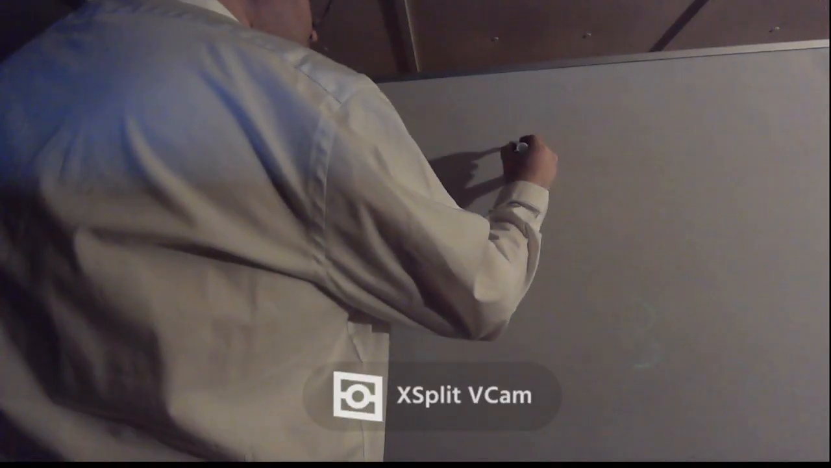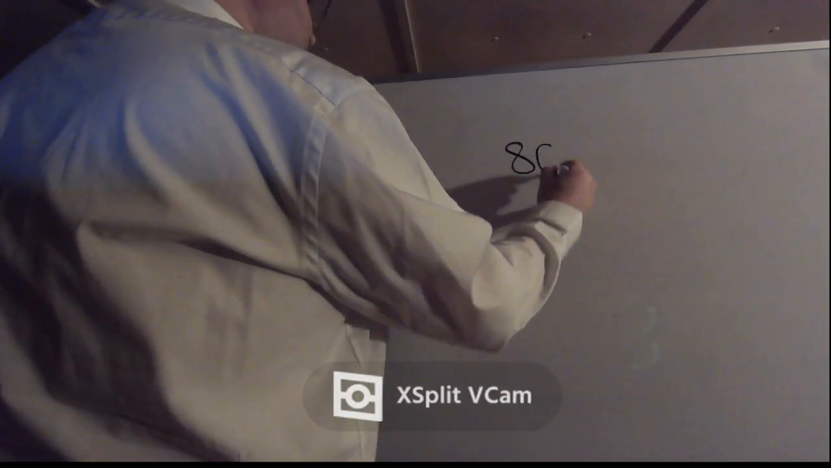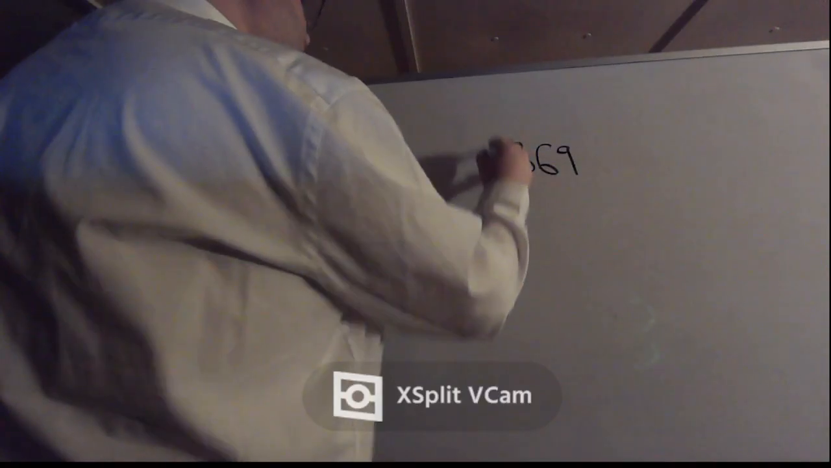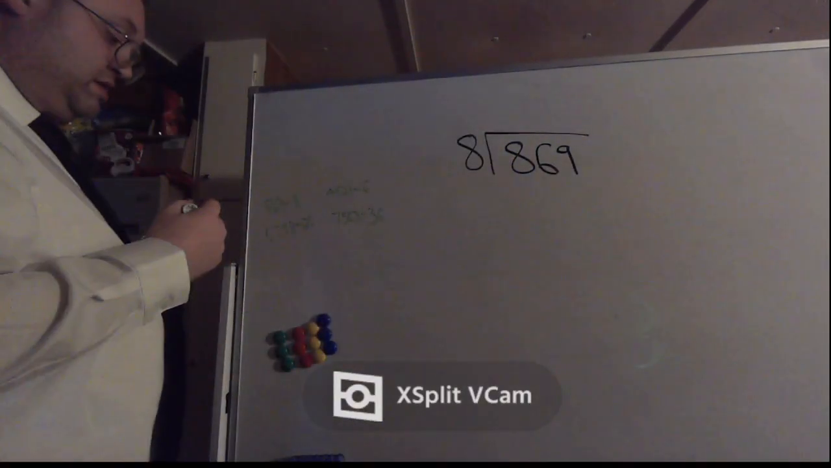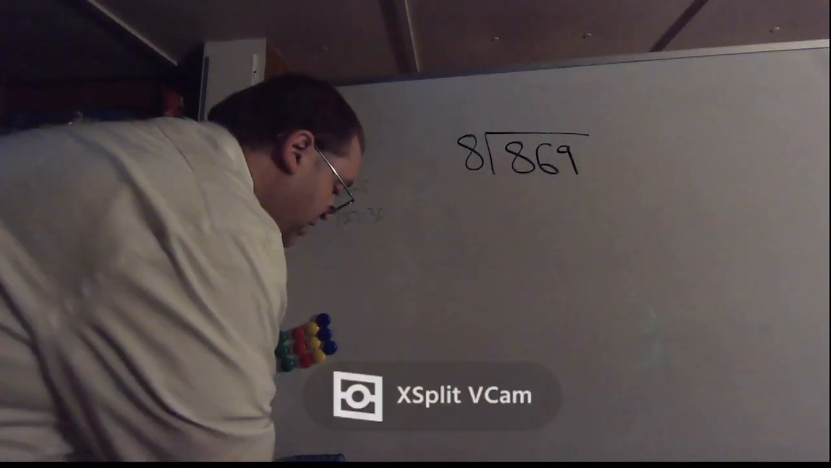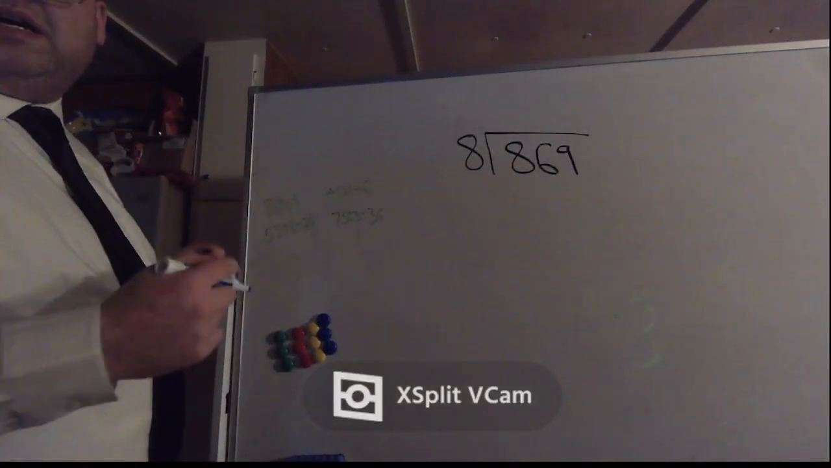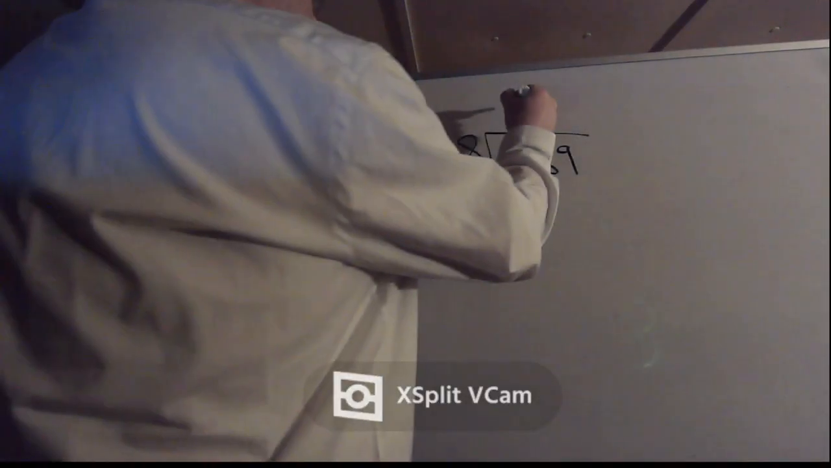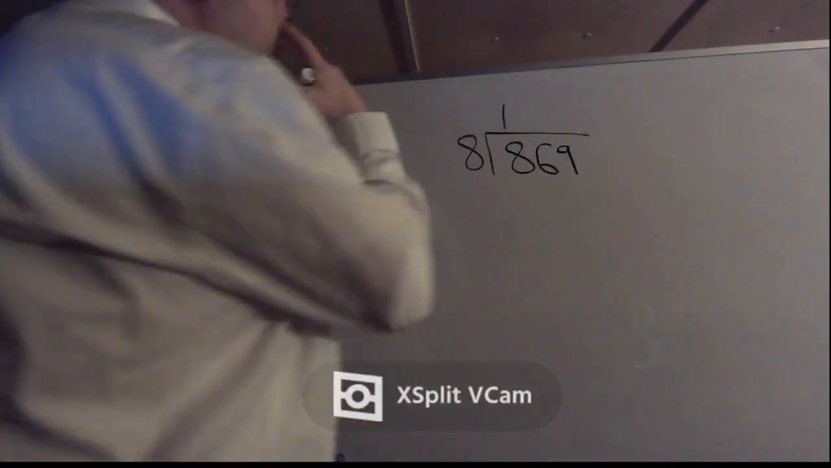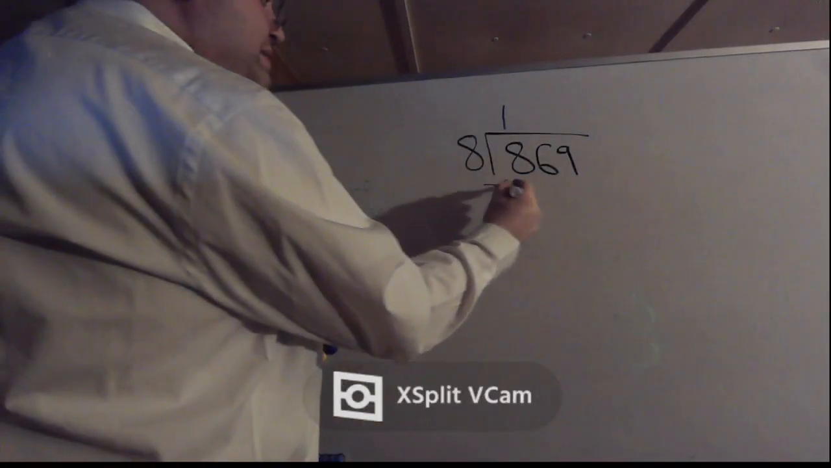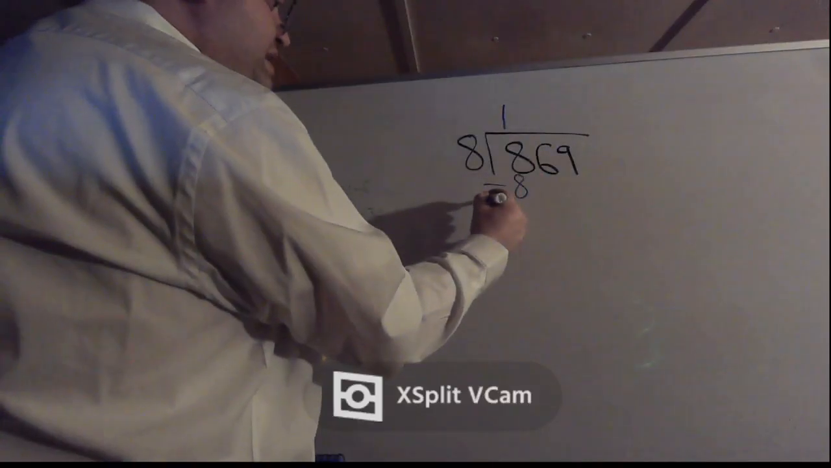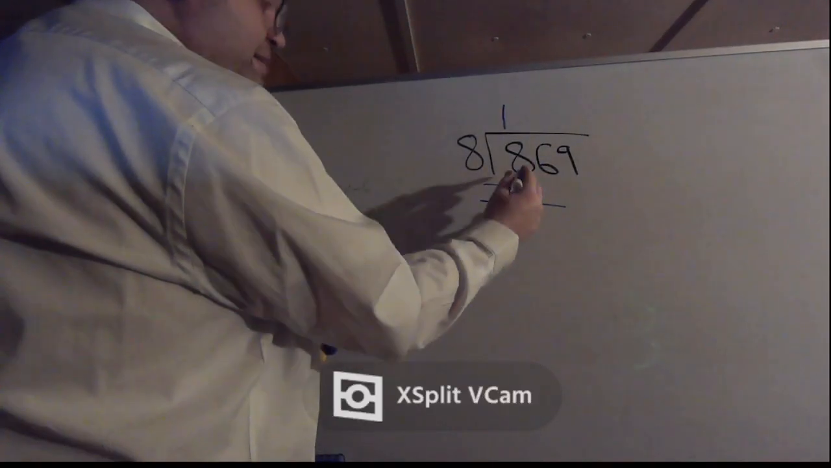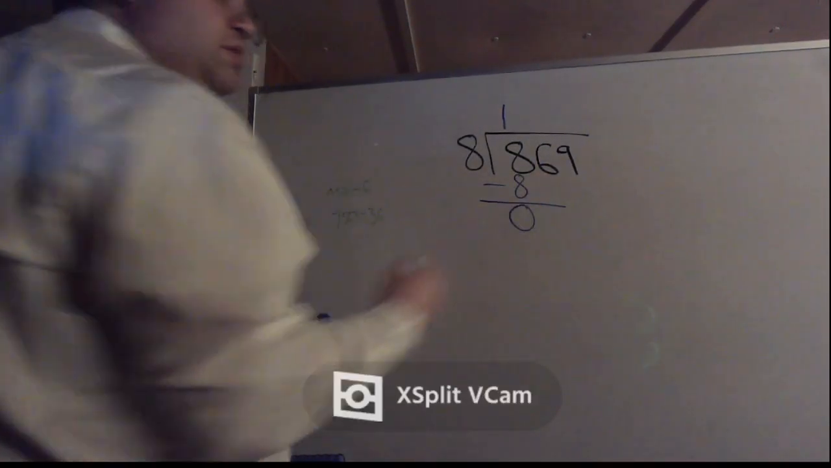Okay, one that's 869 divided by 8. So we can start here. 8 goes into 8 how many times? Once. So 1 times 8 is 8. So you're going to subtract the 8 you just got from this 8 up here in the dividend. 8 minus 8 is 0.